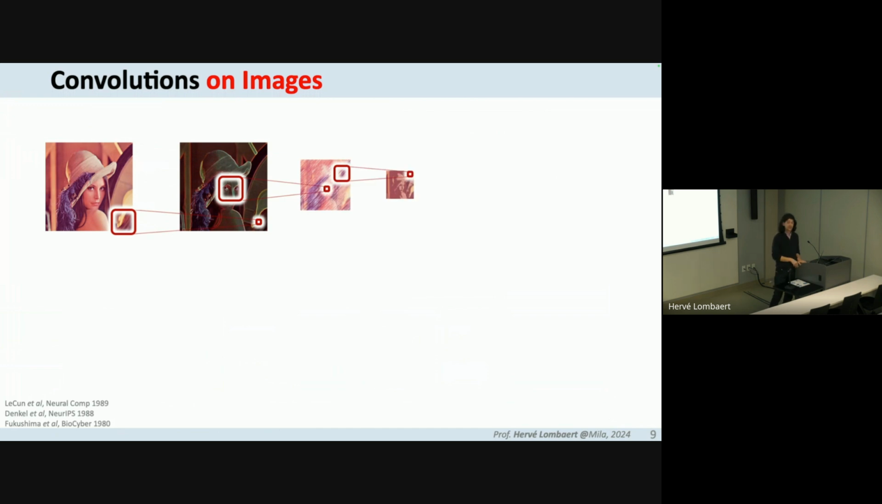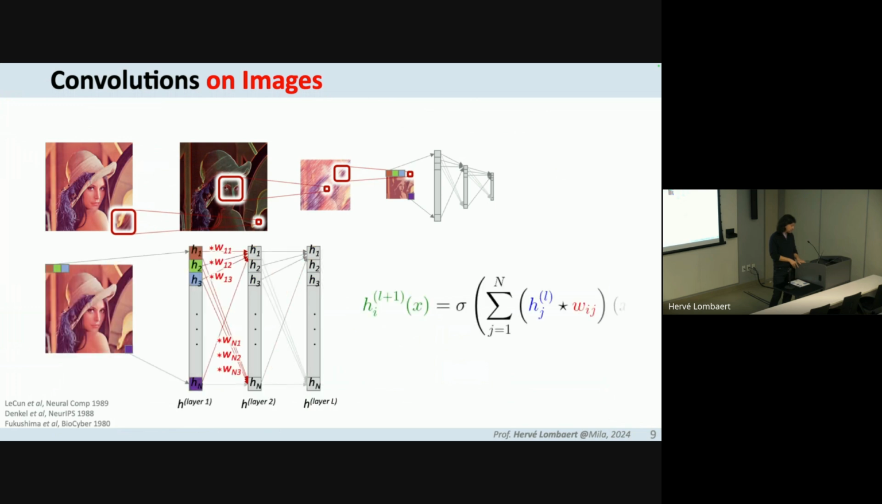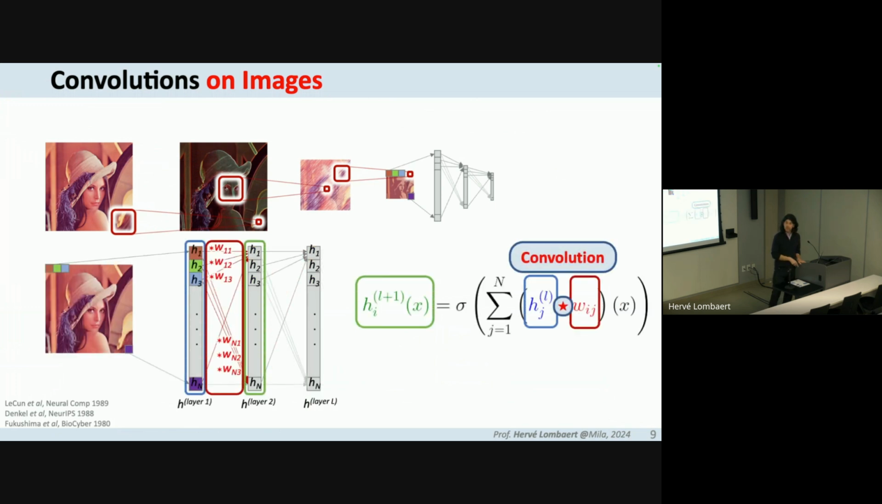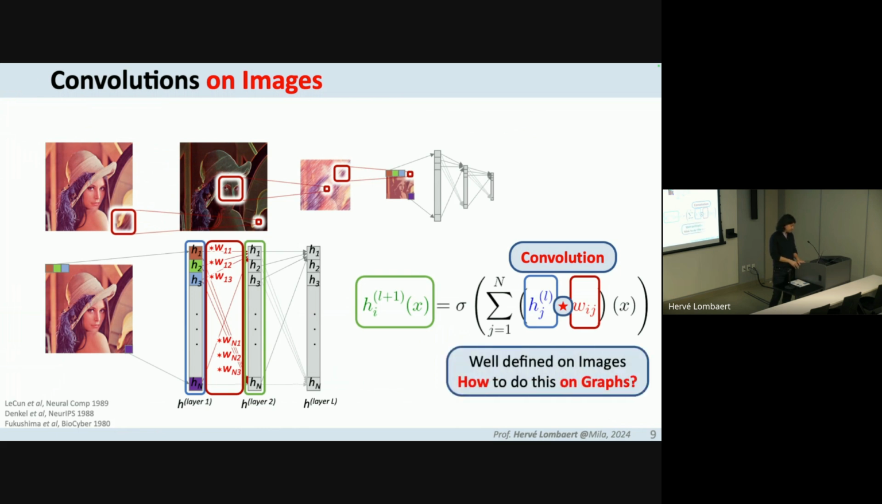You build the architecture that you want, and so on. You can mix in a regular network in the end. But the whole core here is that you rely on this convolution. So on an image, that's fine. But how do you do this on a graph? That's the thing that I wanted to share here.